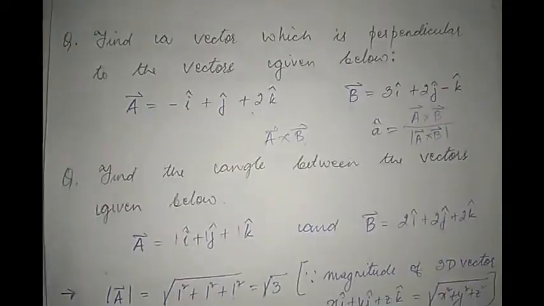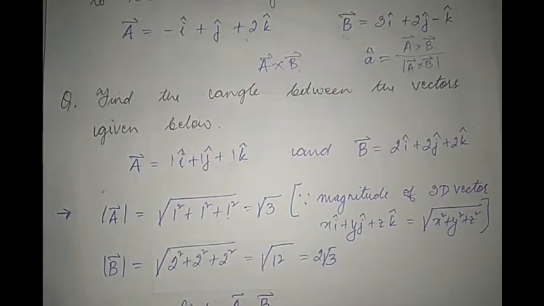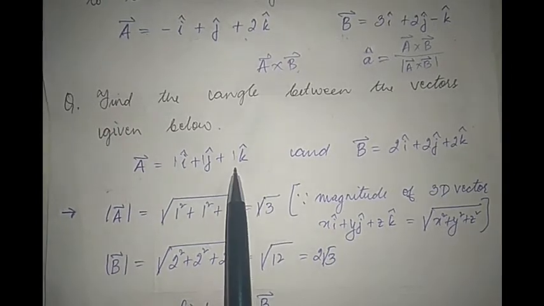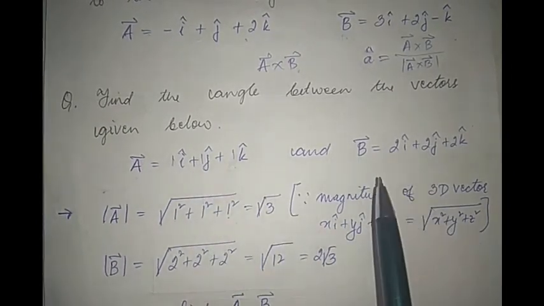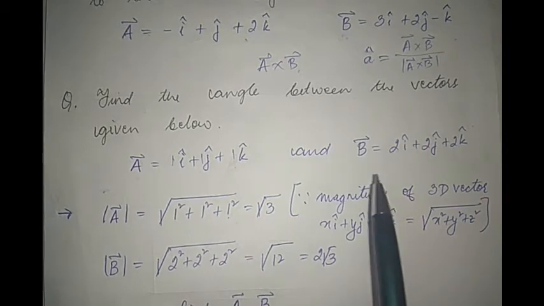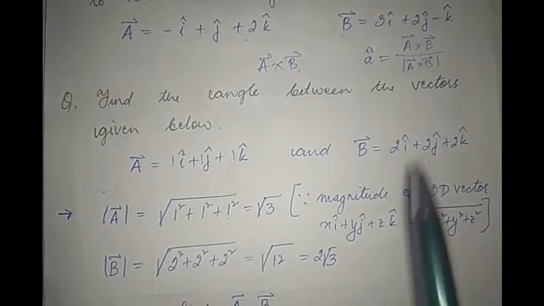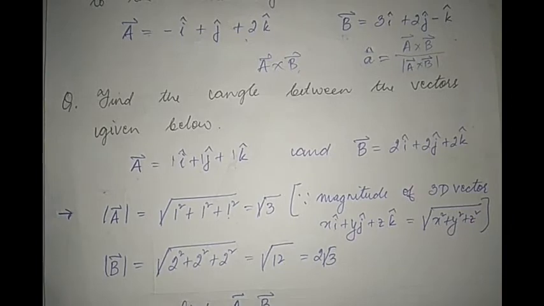Okay, so with that, let us move to the next question: find the angle between the vectors given below. So a vector A is given and another vector B is given. Only this much is given, and what we need to do is find the angle between these two vectors. So how do you proceed?